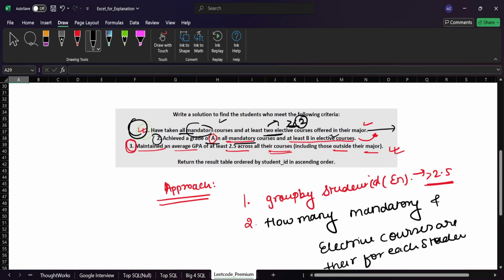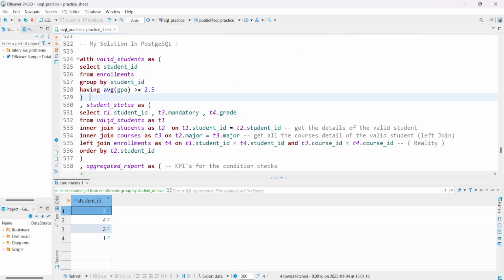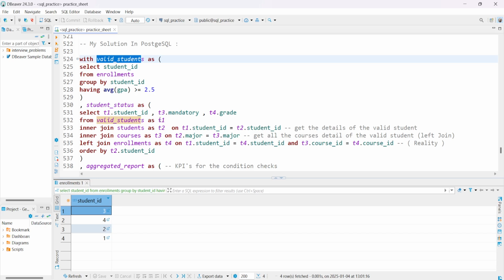So as we discussed, we need to find all the mandatory and non-mandatory courses and the elective courses grades, right? So let's discuss how we can achieve that. So what we are doing here is, in the above CTE, we have found all the valid students, right? So that is table 1, and we are again joining with the table student. Why? To get the detail of the valid student, right?